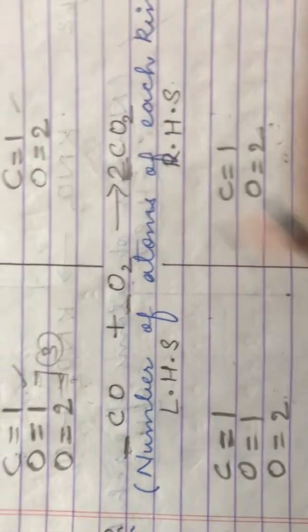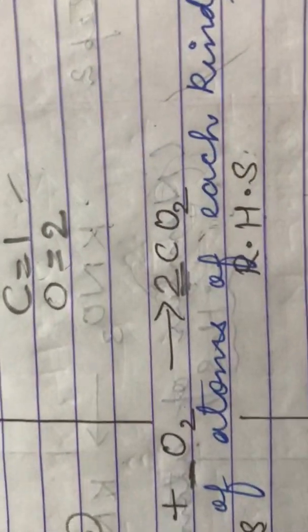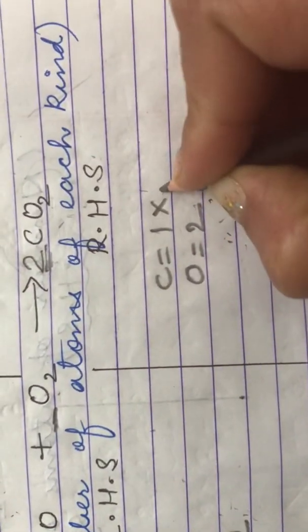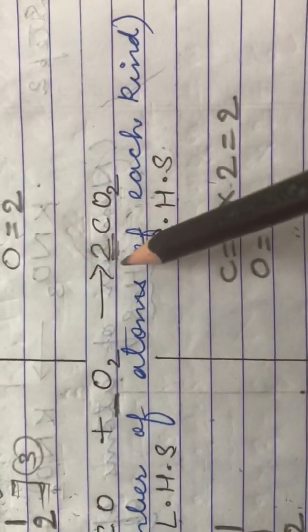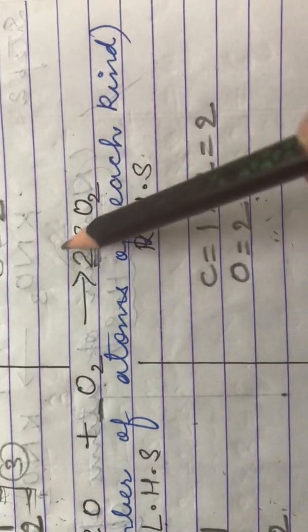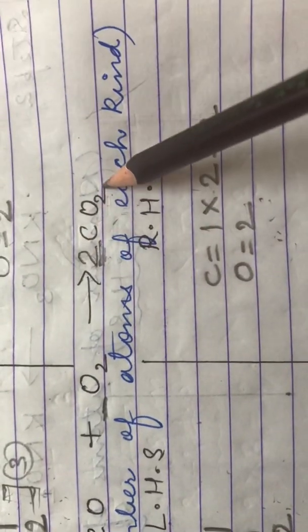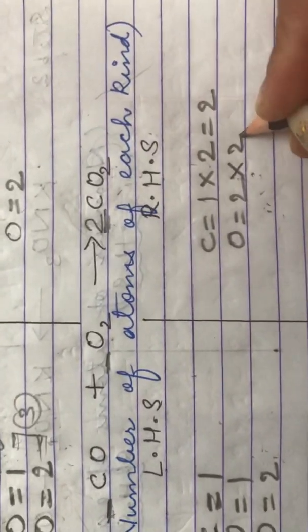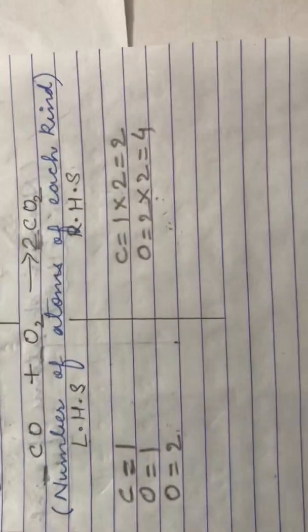So if you put a 2 in the prefix of CO2, the number of carbon atoms now changes. There was only 1 carbon atom, now it becomes 1 into 2, that is 2. The number of oxygen atoms also changes, 2 into 2. So this prefix 2 is multiplied with the subscript 2, and 2 into 2 becomes a 4. So this becomes a 4 on the right hand side.